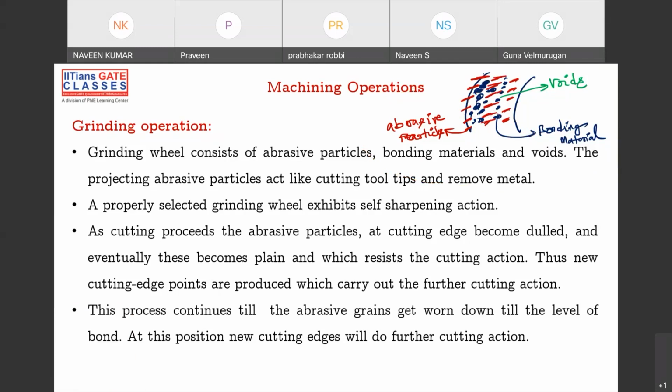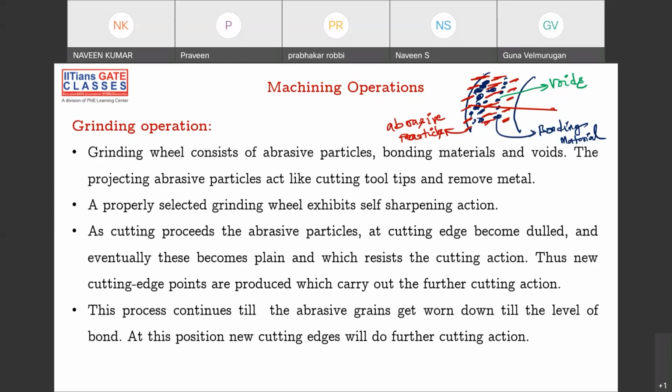As you keep on doing this, the grinding wheel reduces its diameter. This is called self-sharpening. What is self-sharpening? You get to another layer of abrasive particles, so that after the initial layer of abrasive particles gets blunt, the next layer comes into action after a certain amount of time. That is called self-sharpening. Okay, so this is your grinding operation.